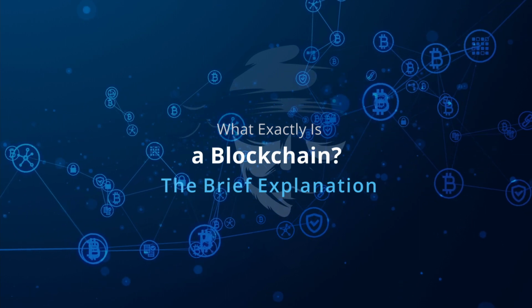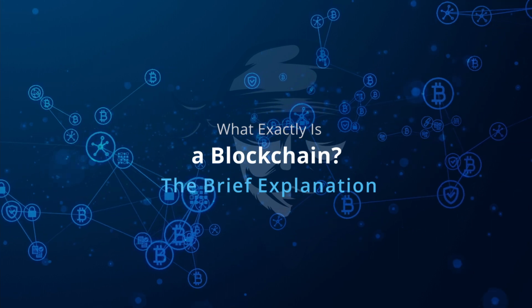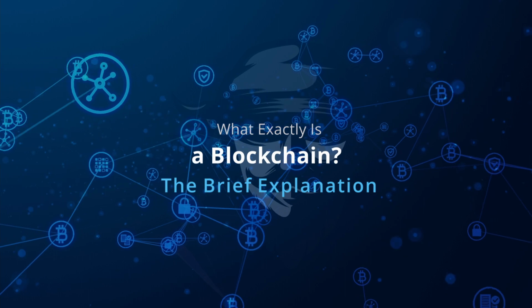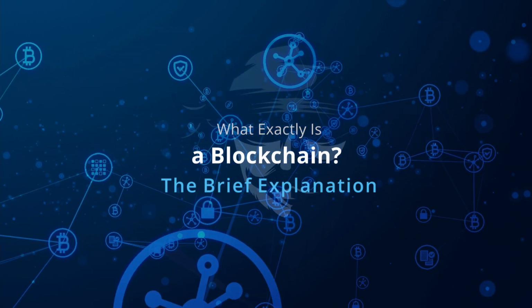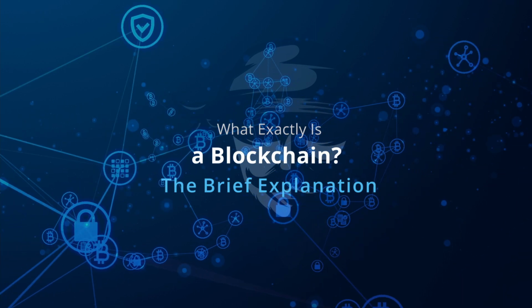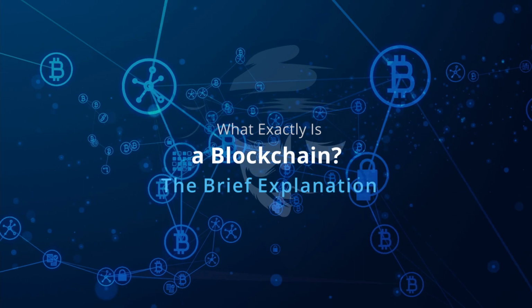So, in this explainer, we'll start with the basics of a computer and work our way up to a blockchain. Quick facts. A blockchain is a database, specifically a distributed database. The information maintained on a blockchain is comprised of cryptocurrency transactions.